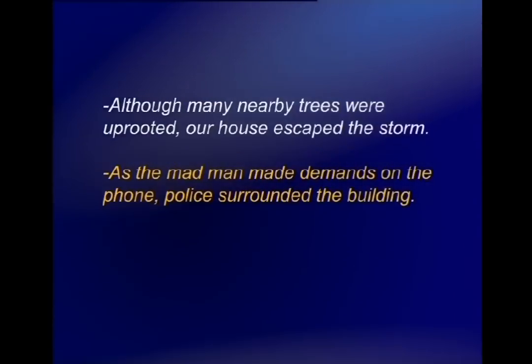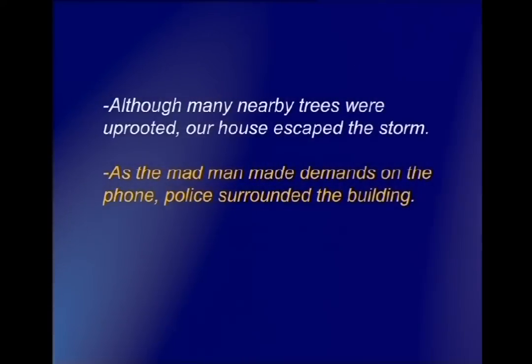Now, look at another sentence. As the madman made demands on the phone, police surrounded the building. This is also a complex sentence. One part can stand independently as a simple sentence: police surrounded the building. That part is an independent statement, right? The other part of the sentence has a subject and a verb, but it begins with a dependent word, and therefore it cannot stand alone. And the word was as: as the madman made demands on the phone. The use of the dependent word as has turned that statement into a dependent statement.